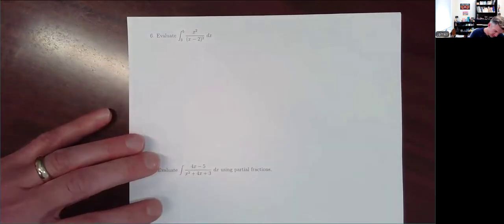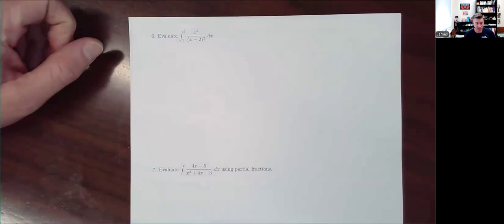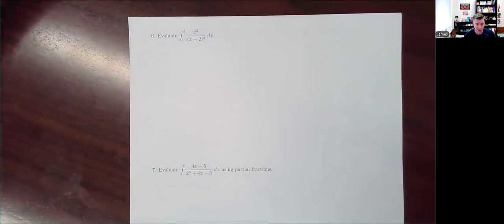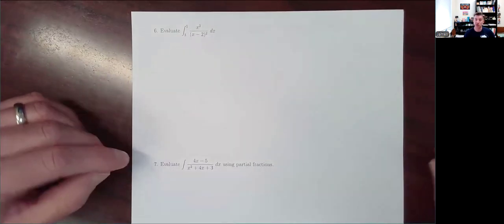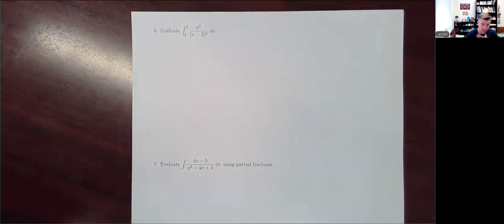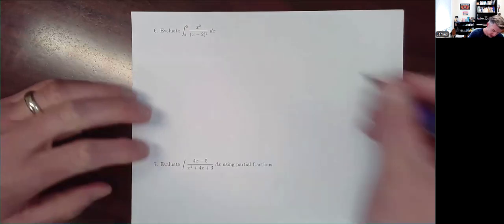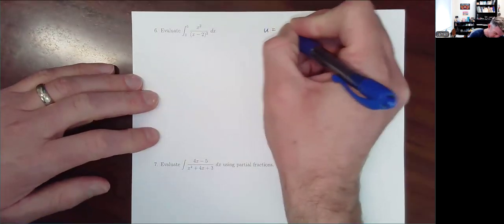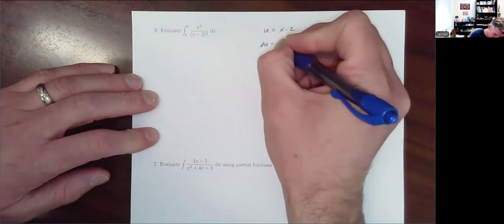Evaluate this integral: the integral from 3 to 5 of x squared over (x minus 2) squared. Technically, you could do this in one of two ways, but the point here is to do it using a u-substitution with a back substitution. You could also do it by polynomial division first, but then I think you'd get stuck with partial fractions, so I would rather not do that. So we're going to let u equal x minus 2. Our du is dx. How nice.